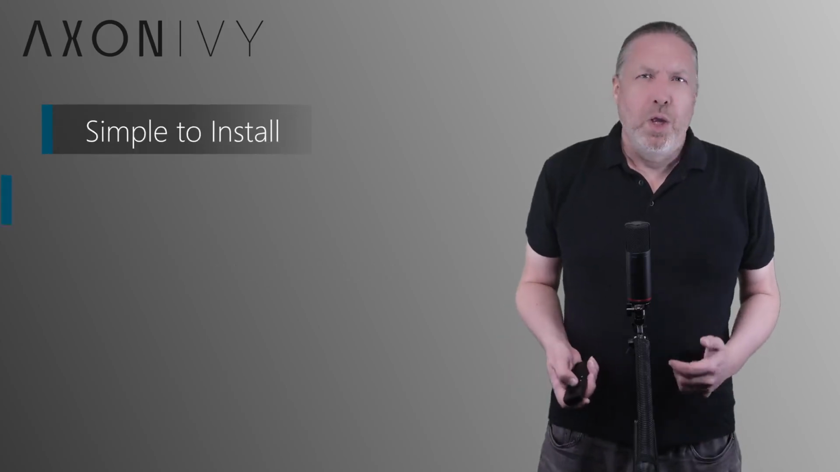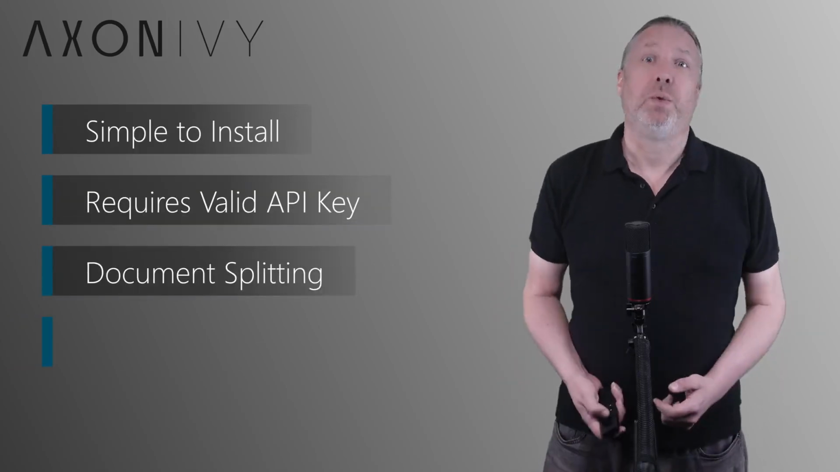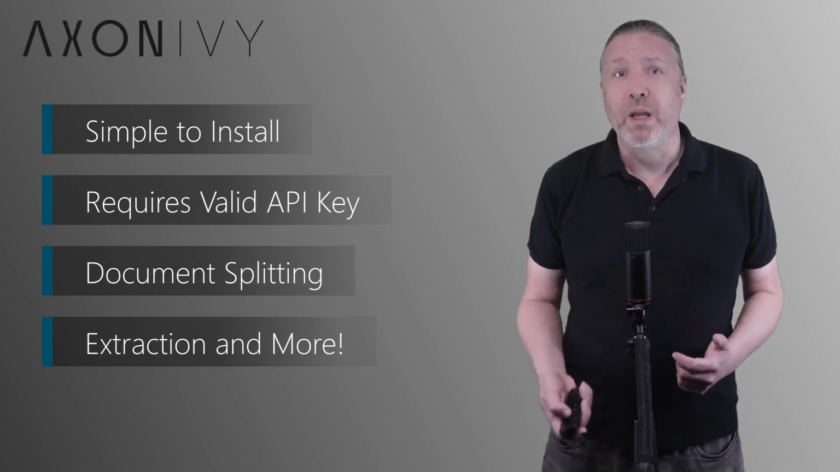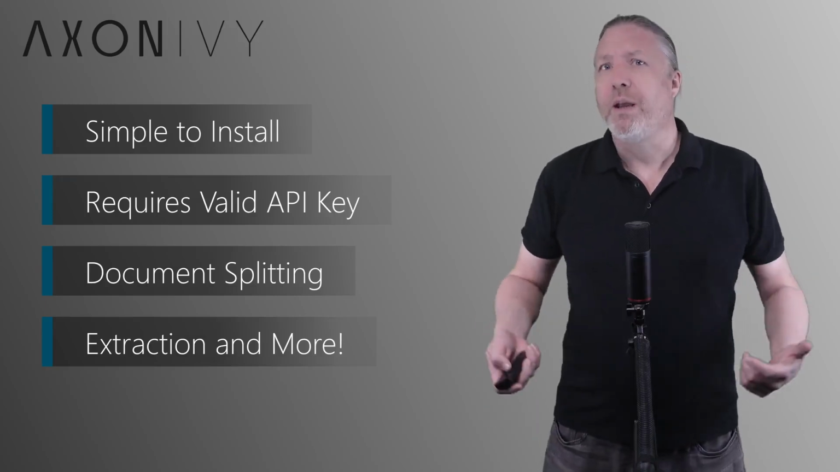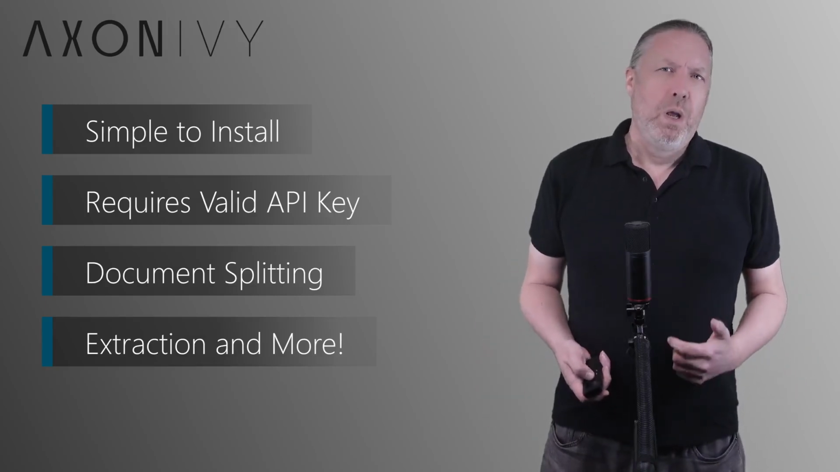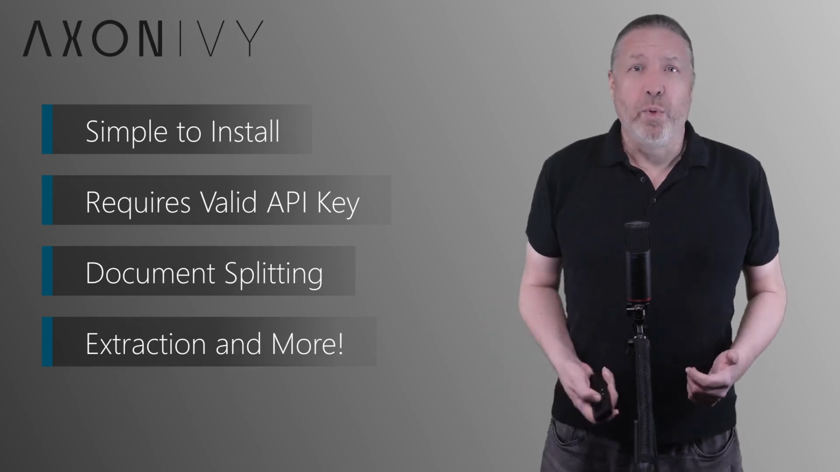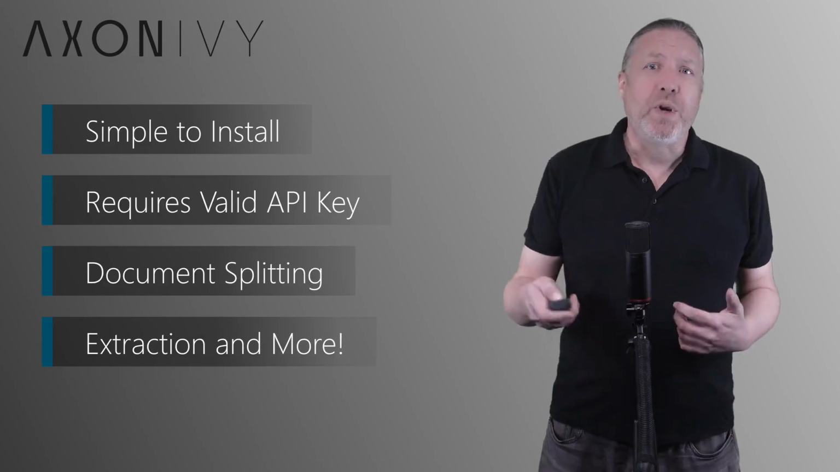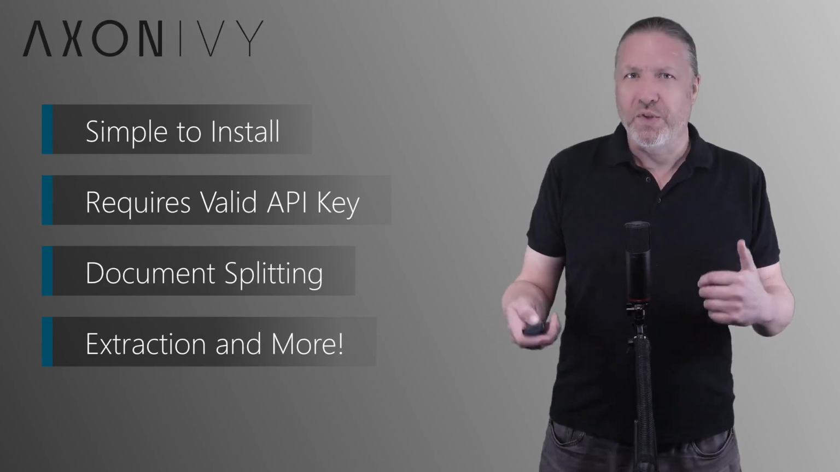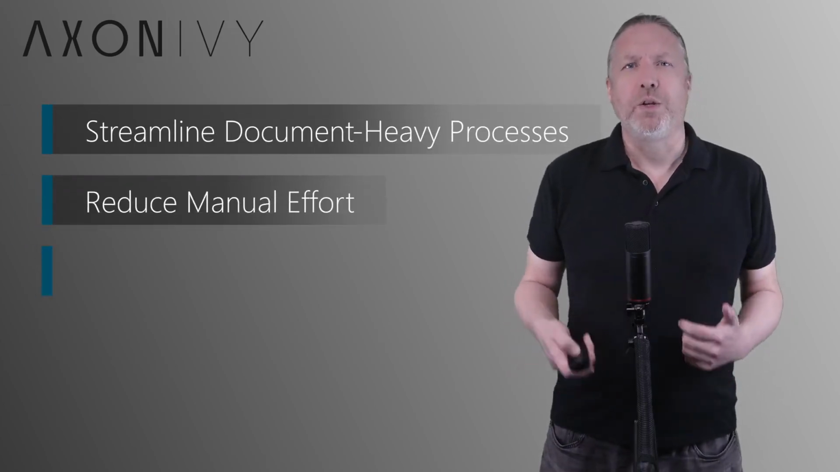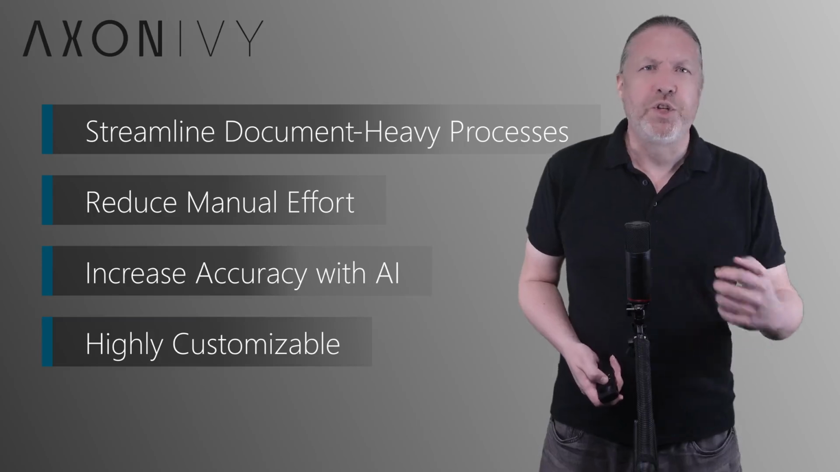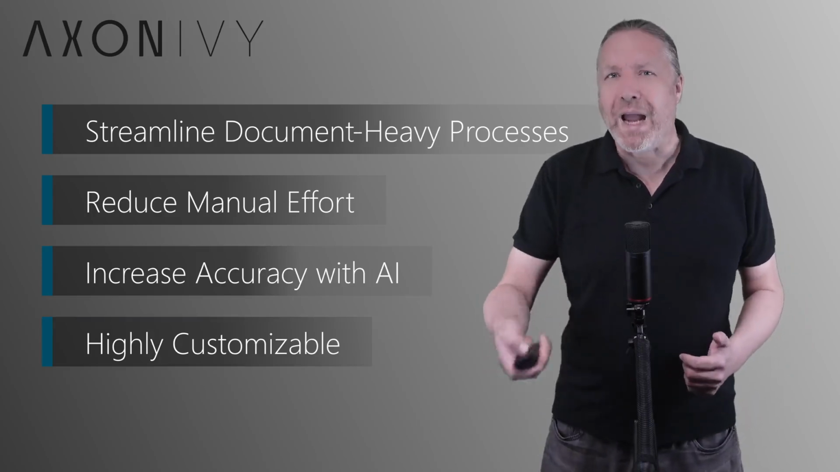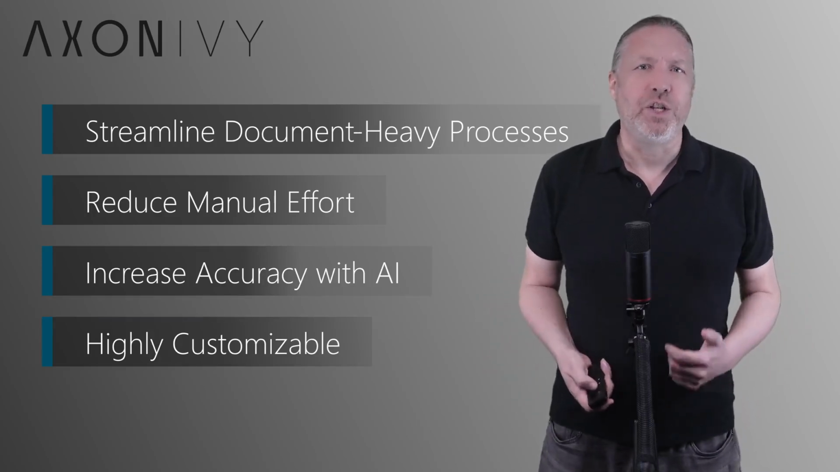So to recap, we covered how simple it is to install and configure the Axon Ivy IDP connector, requiring only a valid API key. We demonstrated its powerful capabilities, including document splitting and data extraction, showcasing how it can intelligently process various document types to enhance automation. With IDP, you can streamline document-heavy processes, reduce manual effort, and increase accuracy using AI-driven classification and extraction.